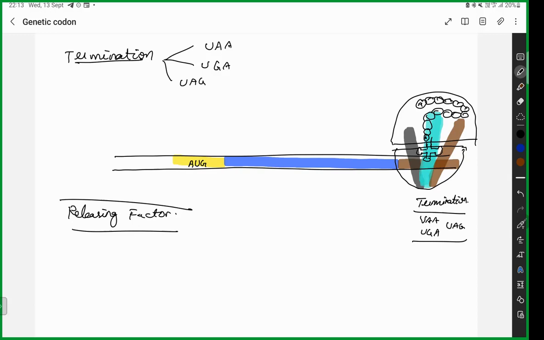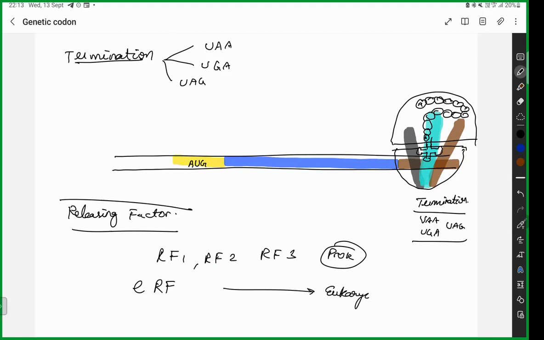So it will just go out by itself. Okay? The releasing factors are RF1, RF2, and RF3. These are in prokaryotes. Whereas in eukaryotes, you just have the eukaryotic releasing factor. This is going to be in the eukaryotes. Is it clear, guys? That's all. This is what you need to understand. Hope you all understood.